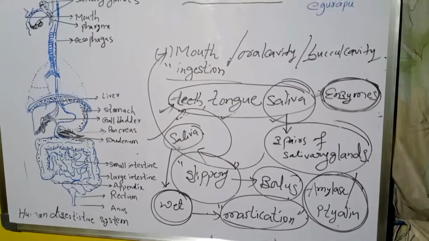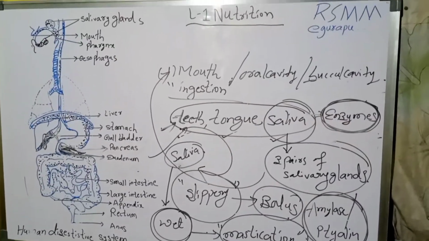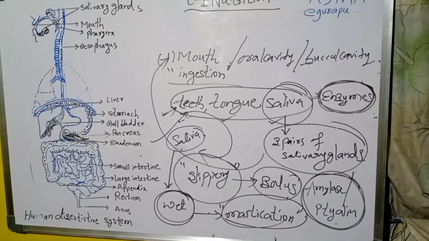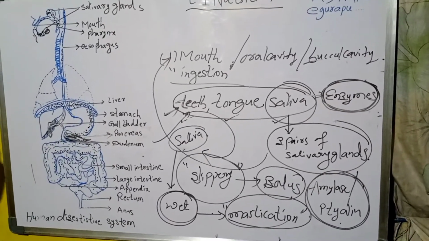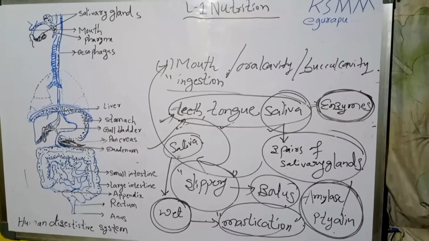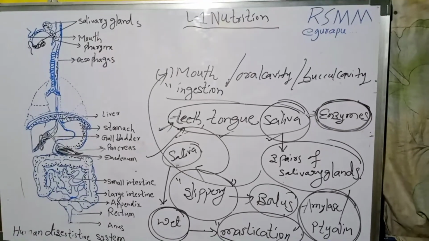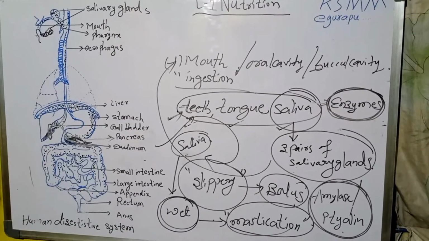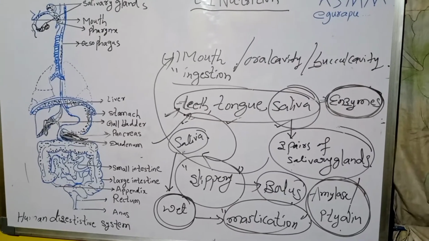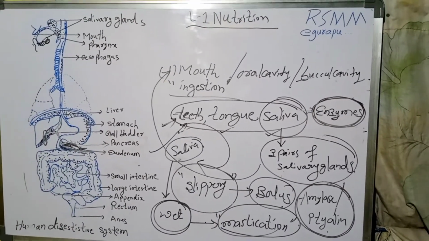The process of breaking down complex food substances into simple substances with the help of enzymes and their absorption into the body is called digestion.